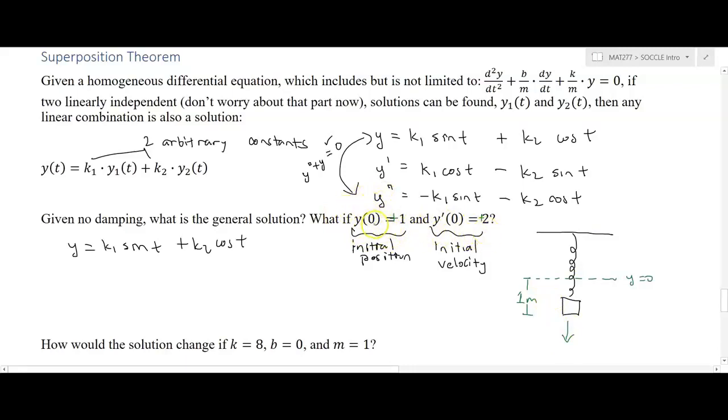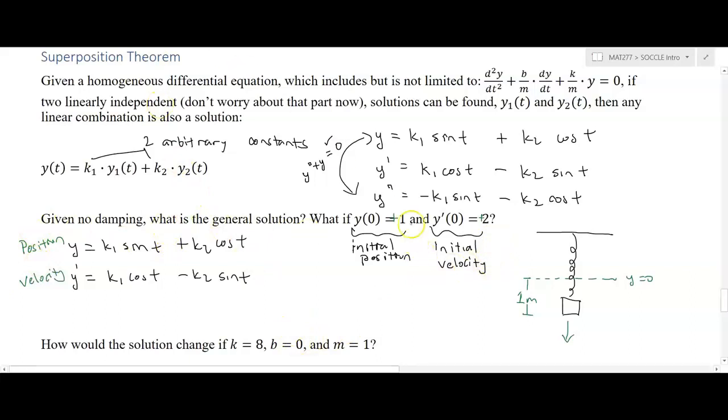Well, the first one is a value of the position, and this is my position function. This initial velocity is a value of the velocity function, which is the first derivative of position. So in order to solve for the constants, I actually have to find the velocity function, which we said was k1 cosine t minus k2 sine t. And this is our velocity. Right? So once we have the solution for position, we can take derivatives all day long.